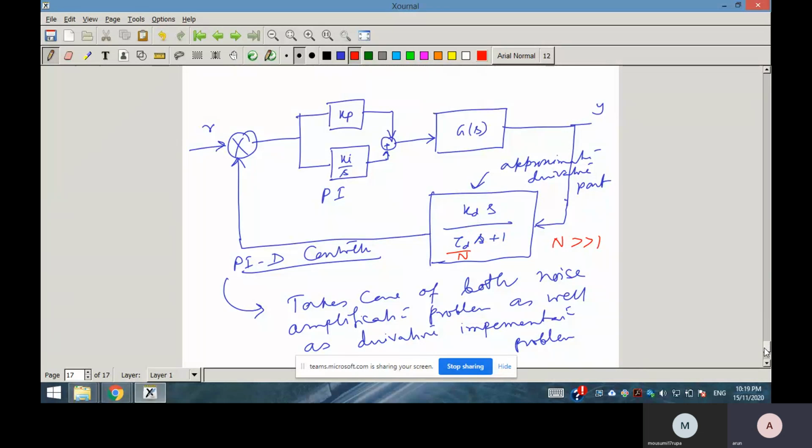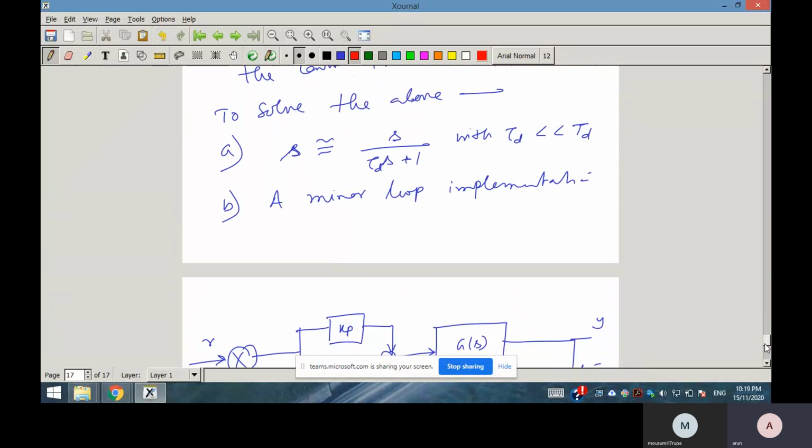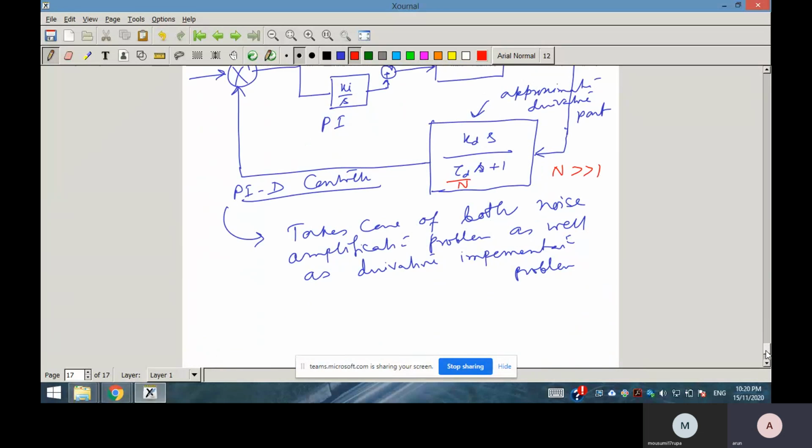So normally, if you choose N equal to 1, then tau D is chosen 0.05 to 0.1 times of Td. Much less than the derivative time constant, 0.1 times at least. Okay, so this is about the PID controller.